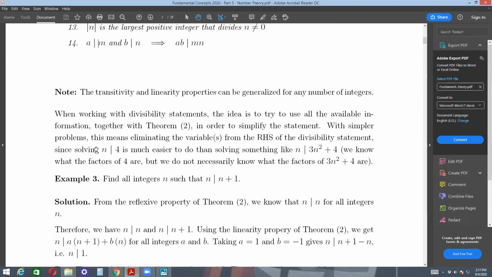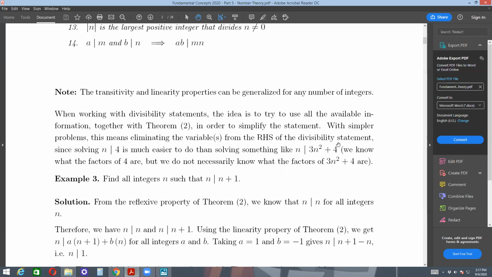On the other hand, if I had something like n divides 4, this is much easier to solve because I know what the divisors of 4 are. I just have to check plus or minus 1, plus or minus 2, and plus or minus 4, and n could be any of those. Now, this here is actually equivalent to this. So if I could go from here to here, then I could finish the problem. And you can do that using the linearity property and the reflexive property.